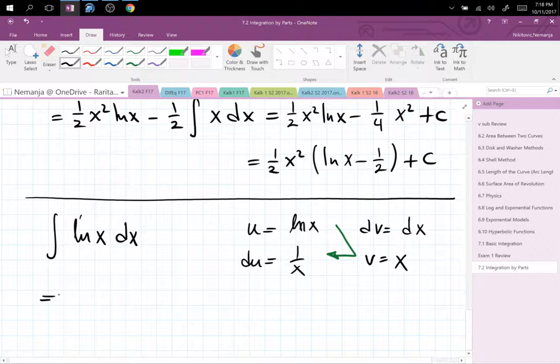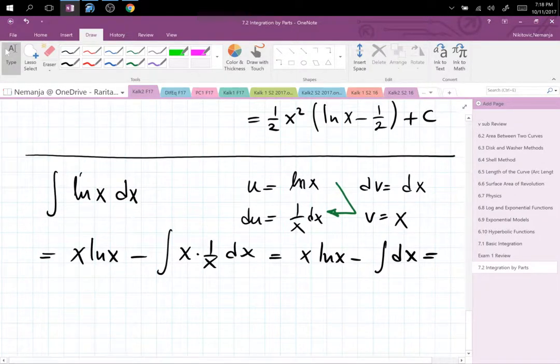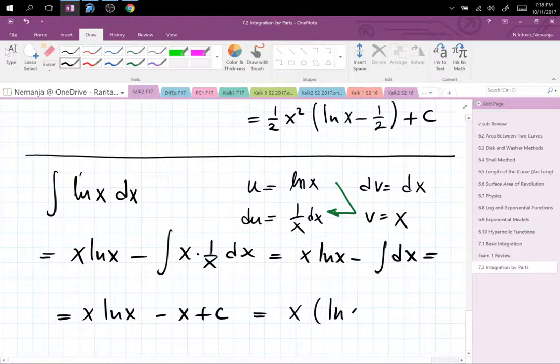Do the formula. So we have x ln x minus the integral of x times 1 over x dx. I forgot dx over here. So this is x ln x minus integral of dx. And how much is integral of dx? X plus c. And if you want to factor out x, you can. Either form is fine.